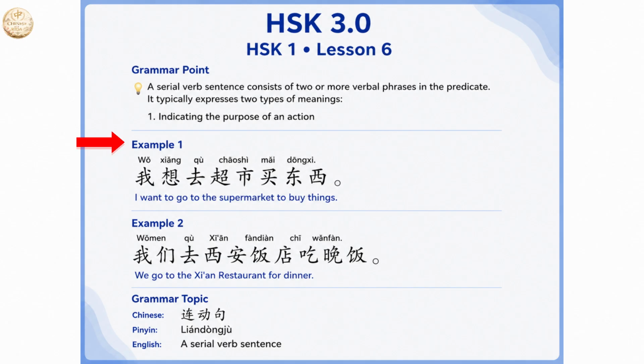The first phrase represents the action itself, and the second phrase expresses the purpose of that action. Unlike in English, you don't need to use a word like "to" to connect these two phrases. You simply say them one after another. It's the same logic for our next example.